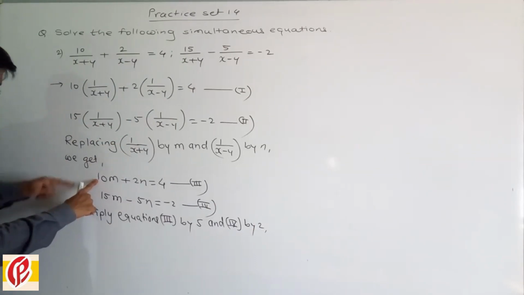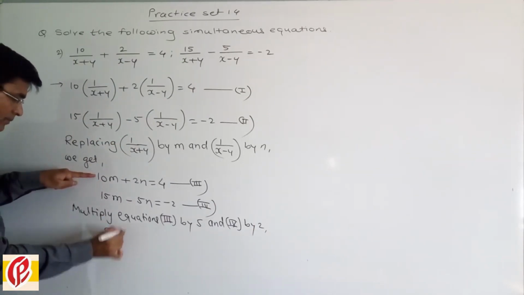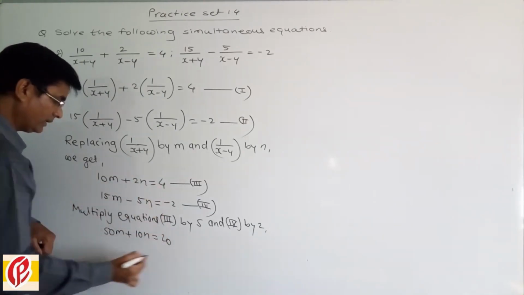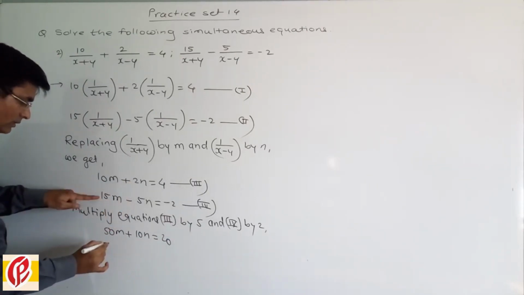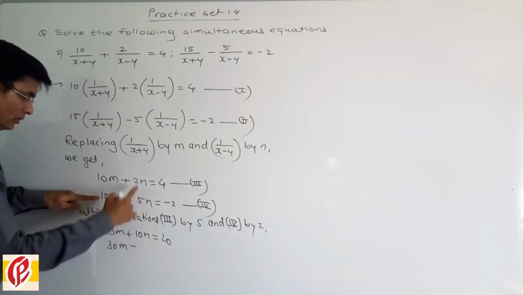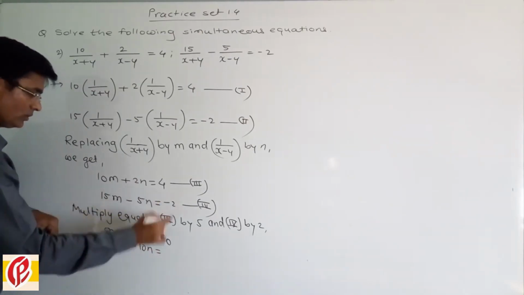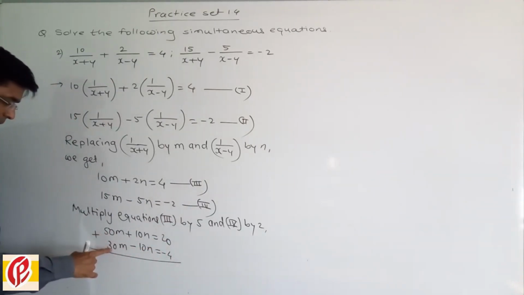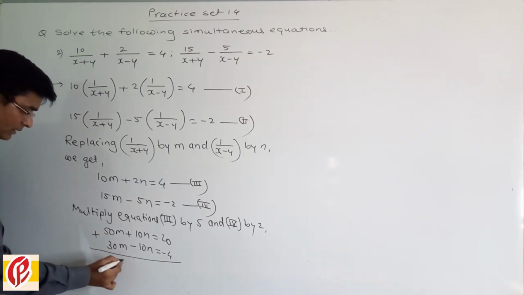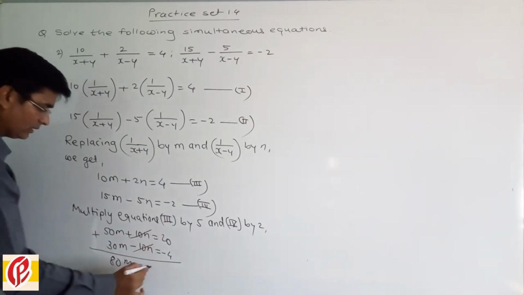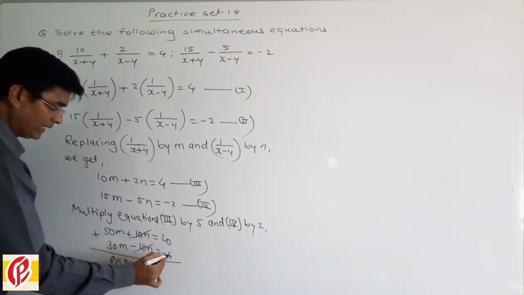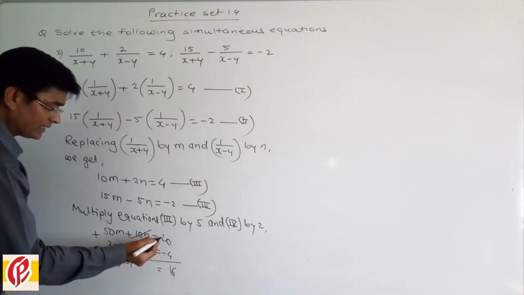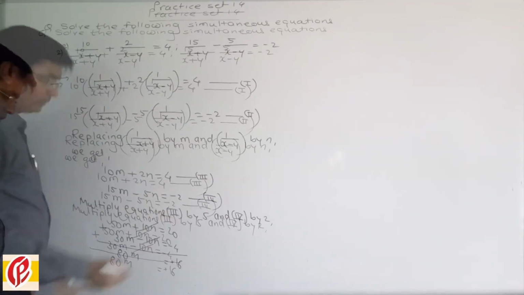So multiply these by 5. 10 times 5 is 50m plus 5 times 2 is 10n is equal to 5 times 4 is 20. Then here multiply by 2. 15 times 2 is 30m minus 5 times 2 is 10n is equal to minus 2 times 2, minus 4. Then add them. So 50 plus 30 is 80m, plus 10n and minus 10n cancel. So here it is equal to 20 minus 4, and 20 is greater, so the sign is plus.